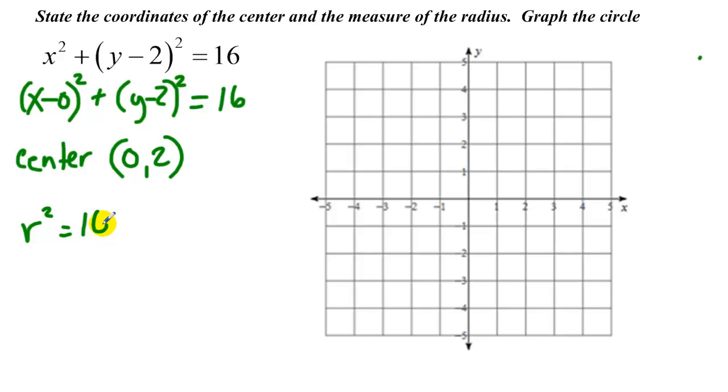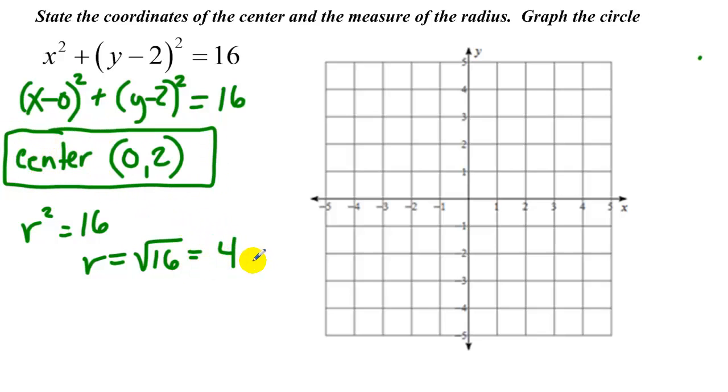The radius squared is 16, so the radius is the square root of 16, and that does simplify to 4. So I have a center 0, 2, radius of 4. Let's graph that. Okay, 0, 2, that's 0 on x and 2 on y. Here's the center. And then we're going to go out just like we did before. We're going to go out 4 units in each direction and plot 4 key points. Again, I'm off the grid, but I'm just going up 4, come back 4, 1, 2, 3, 4. And down 4 puts me here. And then draw your graph.